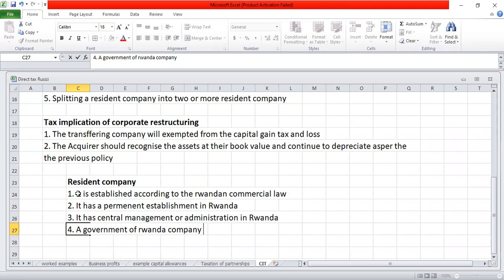Now, a resident company must meet either of these conditions. It is established according to the Rwandan commercial law or Rwandan law. That one is a resident. The company has got a permanent establishment in Rwanda. Automatically, that one is going to be a resident company. It has a central management or administration in Rwanda. That one is a resident company. And two, a government of Rwanda company, where it is a resident in Rwanda.